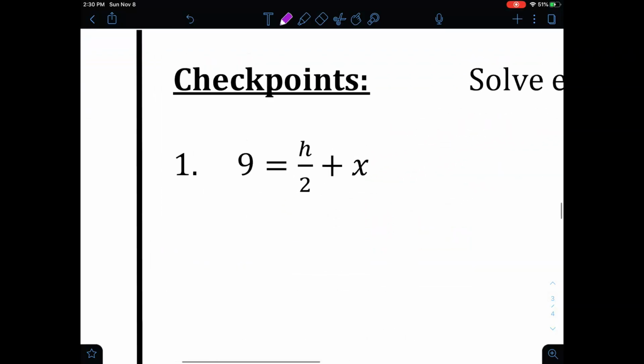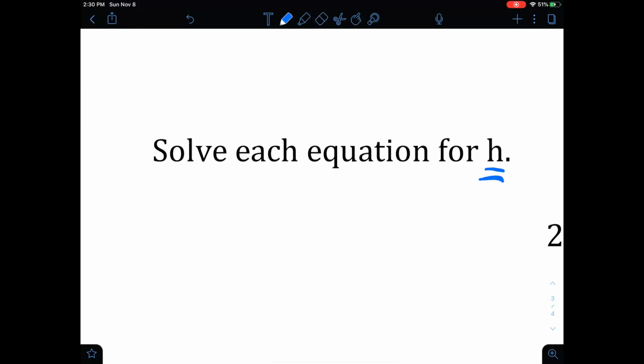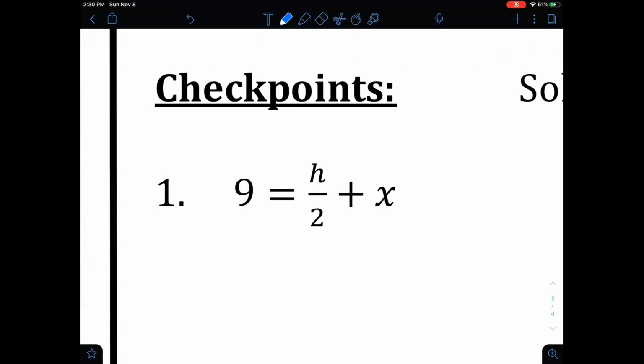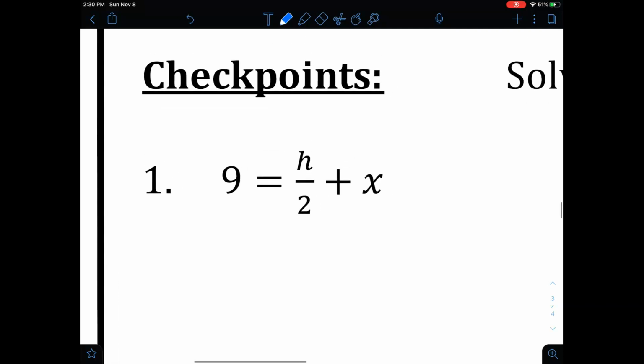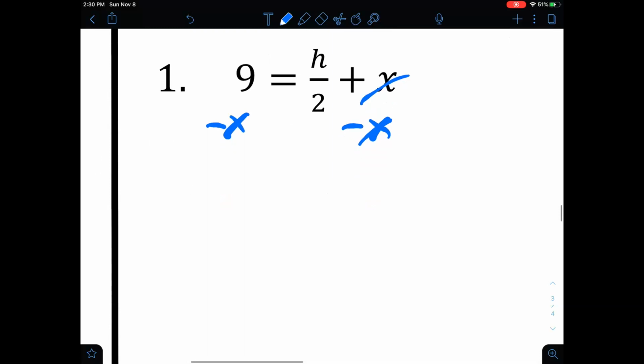Let's do this. Checkpoint 1, we have 9 equals h over 2 plus x. I want to solve the equation for h, which is what it's asking for on these two checkpoints. So if I want to solve for h, first of all, we need to get that h over 2 by itself. Is there anything in the way of h over 2 being by itself? We have that plus x. How do we undo adding x? We need to get rid of addition and subtraction first. We need to subtract x from both sides. These are going to cancel. So now, does 9 subtract x nicely? Those are not like terms. No. So it's going to be 9 minus x equals h over 2.